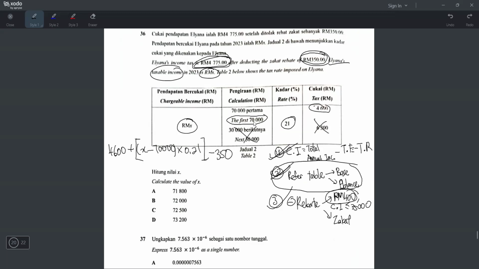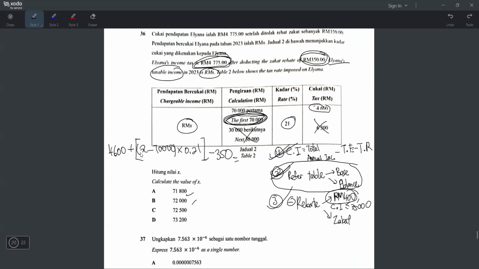Okay, but actually you know why? Because here they already said the first 70,000. And if you look at A, B, C, D, all your X answers are all more than 70,000. So definitely you can't get the 400 ringgit rebate, because your chargeable income has to be less than 35,000 to get the 400. Now it's like 70,000 over already. So yeah, there's no 400 rebate here. So after you minus 350, after you do all this, you will get your income tax already.